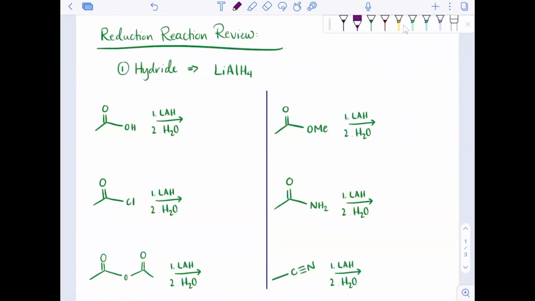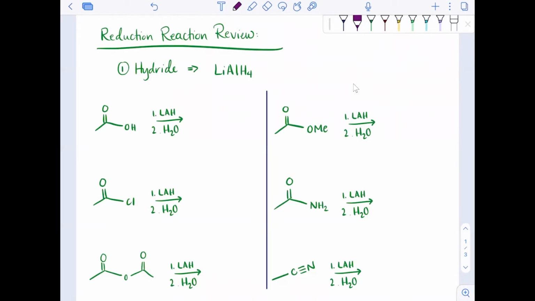So on that note of hydride reagents being uber reactive, let's talk about all the things that lithium aluminum hydride can do. In this chapter, specifically chapter 20, we're identifying that lithium aluminum hydride can react with all of the carboxylic acids and their derivatives. And what we get is either an alcohol or an amine from that reaction.